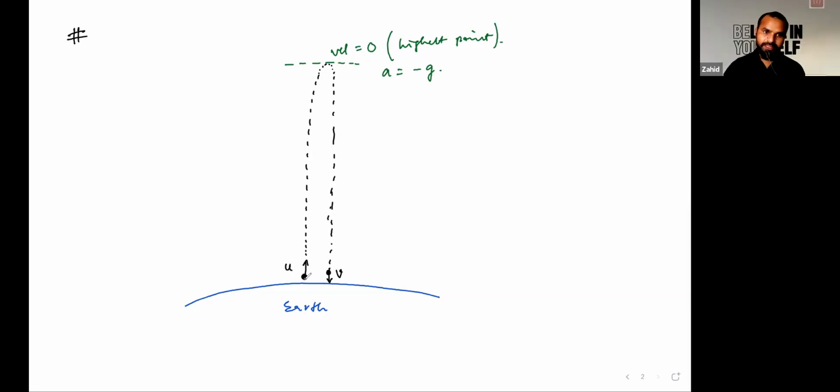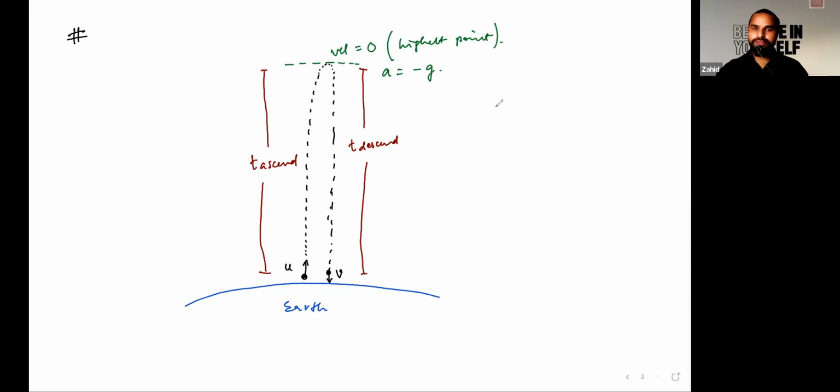The next point: suppose the body takes some time to go from this point to the highest point, which is called the time of ascent, going from the surface of the Earth to the highest point. Similarly, it will take some time to descend from the highest point to the ground. Since air resistance is neglected, by symmetry the time of ascent and time of descent should be equal. The total time elapsed by the body for its entire motion is called the time of flight.